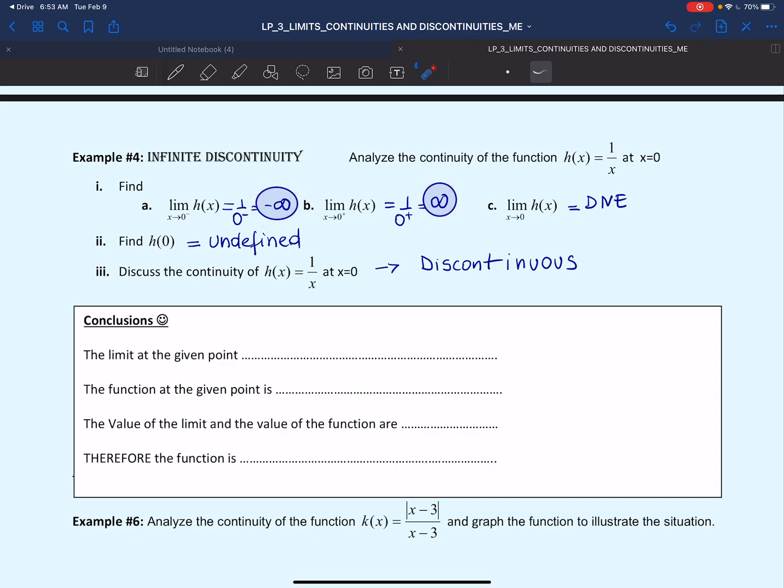And the gap never stops increasing, right? So the limit at the given point doesn't exist. The function at the given point is undefined. The value of the limit and the function are not relatable, really, in any way. So therefore, the function is discontinuous.